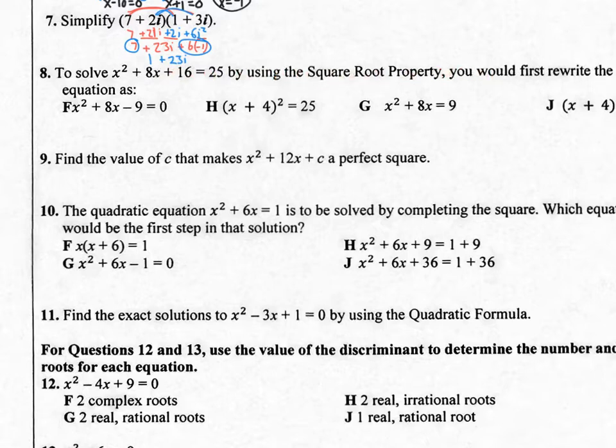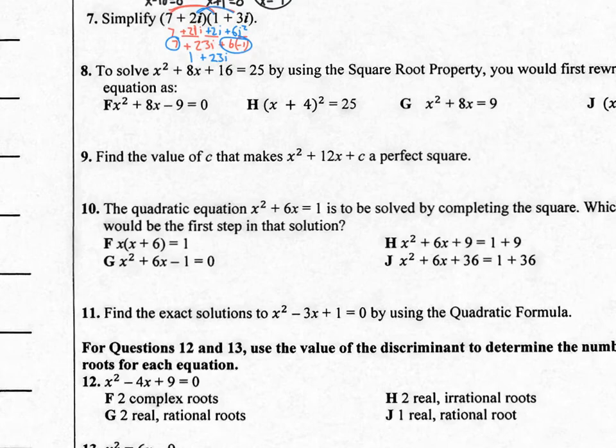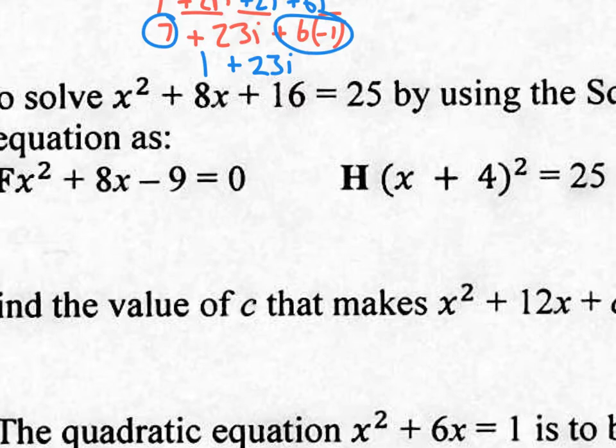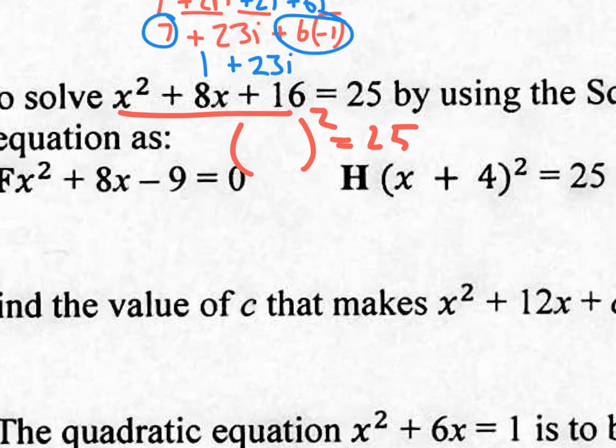How would you first rewrite the equation as? Well, remember, if you want to use the square root property, you're going to have to complete the square right here. But technically, we don't even have to really complete the square because it's already a perfect square quadratic trinomial. In other words, parentheses squared equals 25. And what belongs in here?